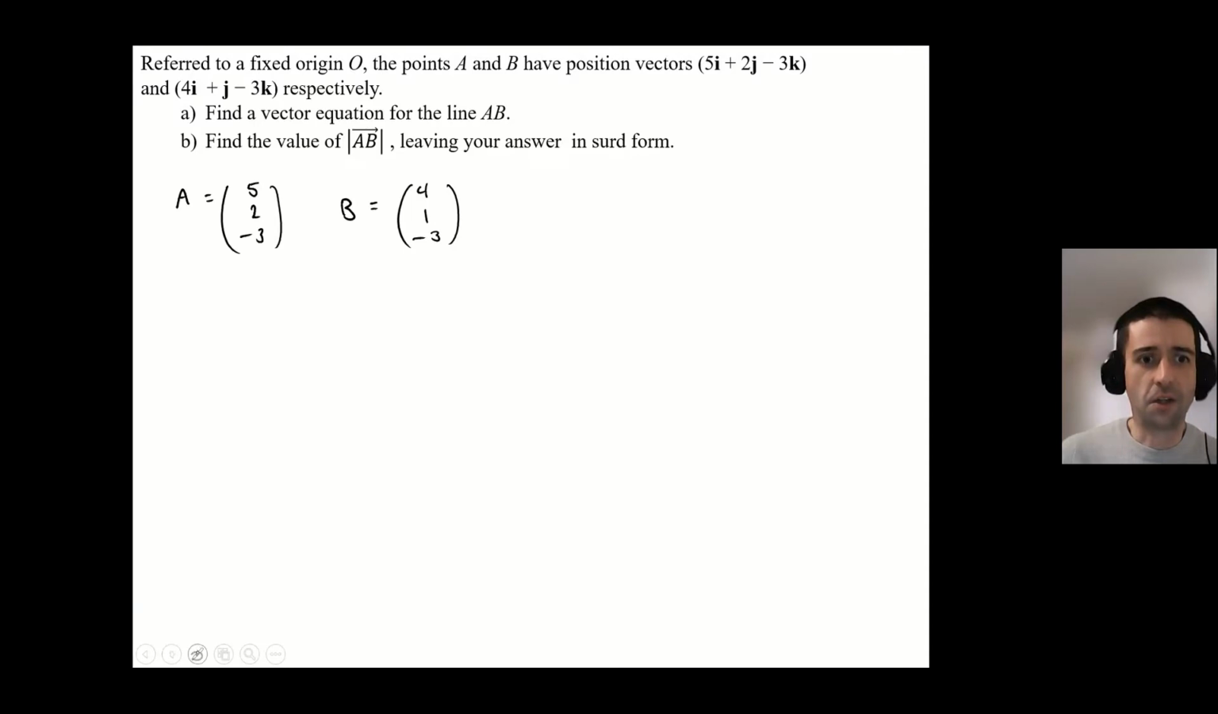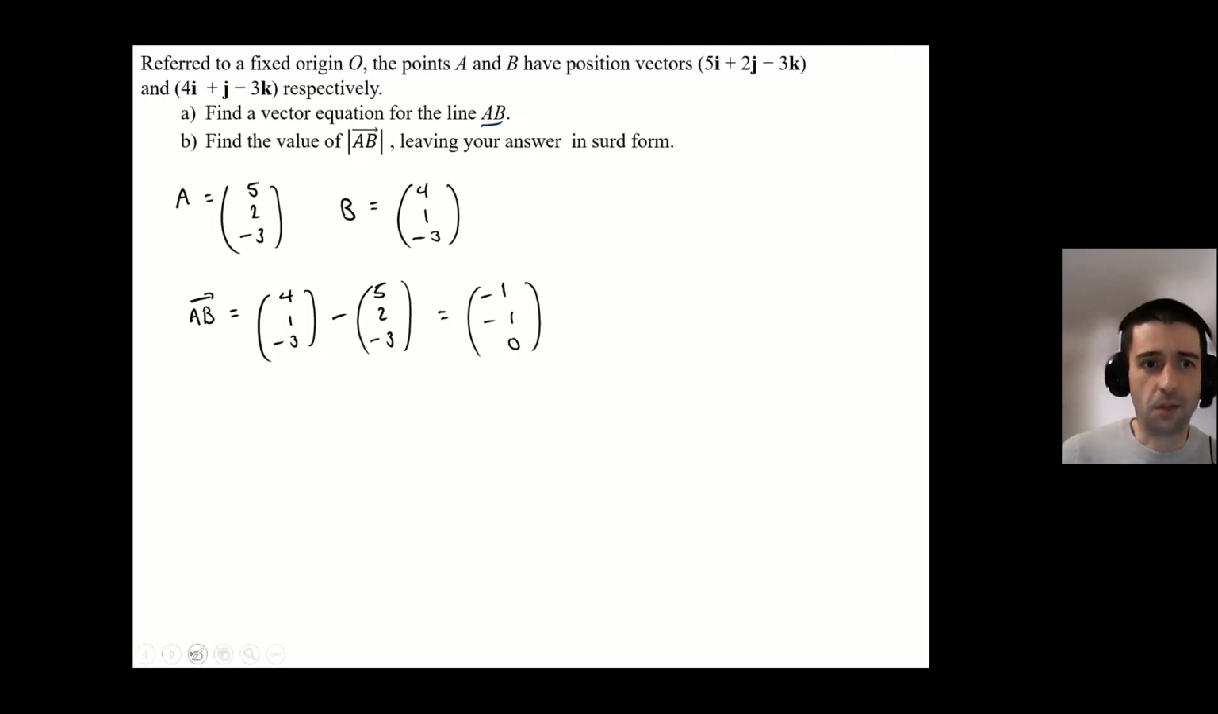And the first thing that I've been asked to do is to find a vector equation for the line AB. In order to do that, I'm going to need two things. I need a point on the line and I need the direction vector in which the line is going. The way that I can get the direction vector is to do the vector A to B, which is vector B minus vector A, so (4, 1, -3) minus (5, 2, -3), which comes out as (-1, -1, 0). Now, this is what's known as the direction vector. It's a bit like the gradient of the line.